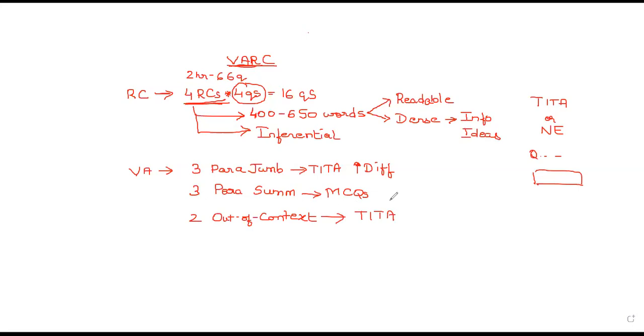Fine. So para jumbles, there is a fixed format that CAT has been following for the last 4 to 5 years. You have 4 statements which need to be arranged in a specific order. So let's say my statements are 1, 2, 3, 4, and let's assume the order is 2, 4, 1, 3. Then this answer 2, 4, 1, 3 needs to be input into the box.